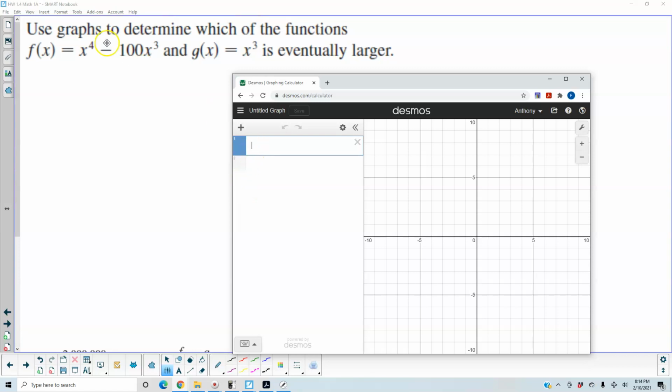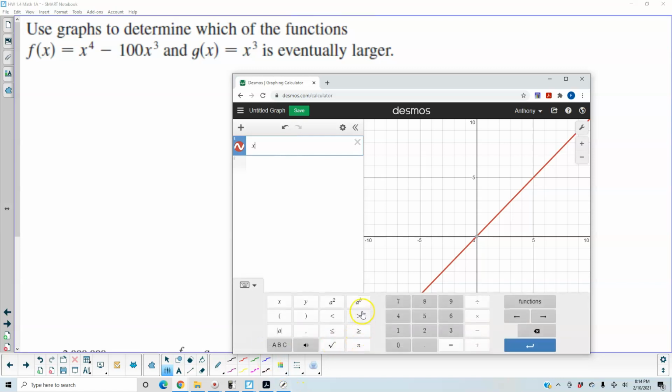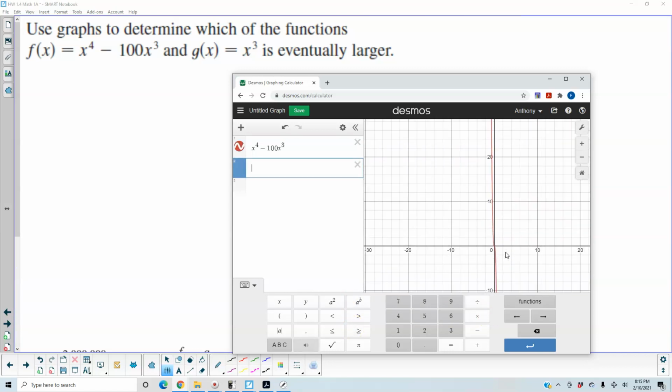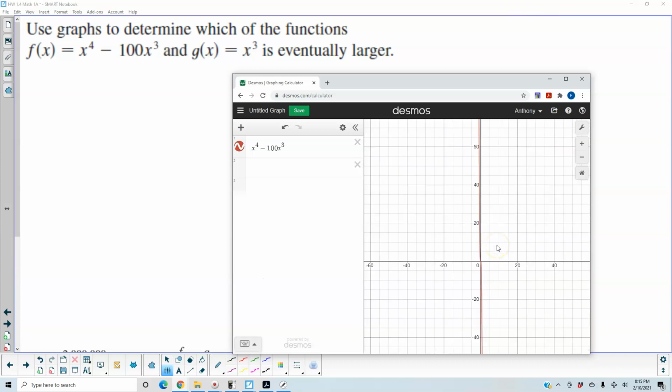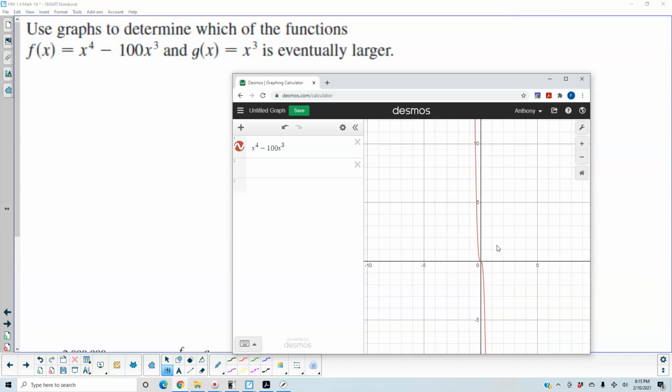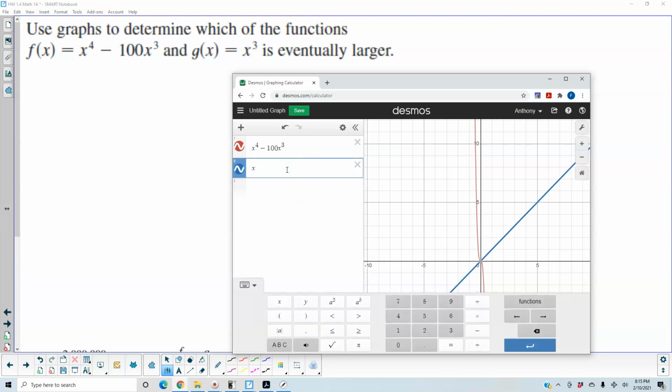So if we put in f of x, which is x to the fourth minus 100x cubed, we can see what that graph looks like. And then we have x cubed.